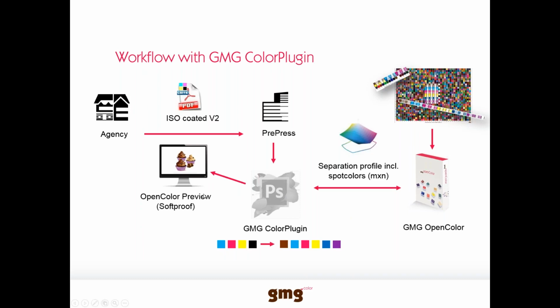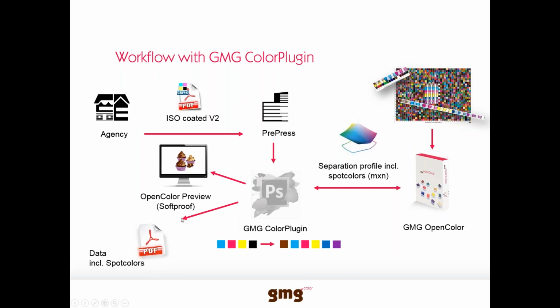And then, of course, you can evaluate the colors trustfully in the OpenColor preview, the so-called soft proof, and maybe make corrections if you want. You can already compare directly to your target from your customer on the monitor. And later on, of course, pass on the data, including the spot colors, for the plate production, and later on for the printing. So that's what the plugin workflow looks like.